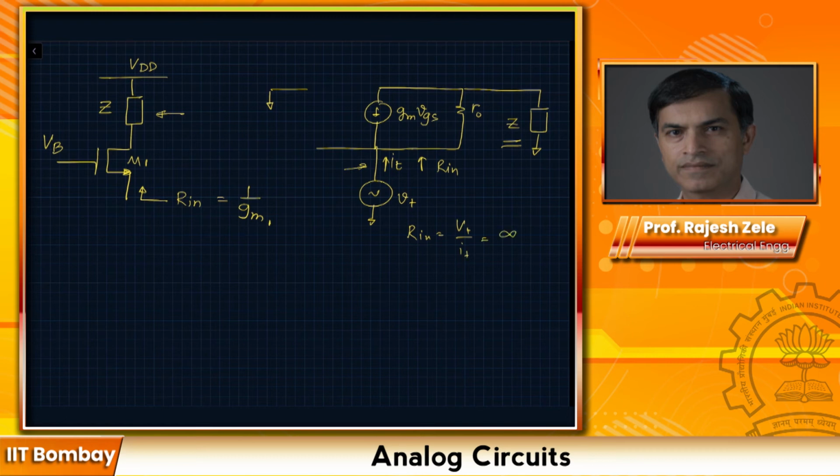So right there, this quick answer of Rin equal to 1 over Gm of transistor M1 when we are looking at the source is invalid. So let's do a little more due diligence and figure out what the value of Rin is in the presence of Z, resistance Z at the drain. So go ahead and write the current KCL KVL and come out with the value of Rin. Please do it on your own.